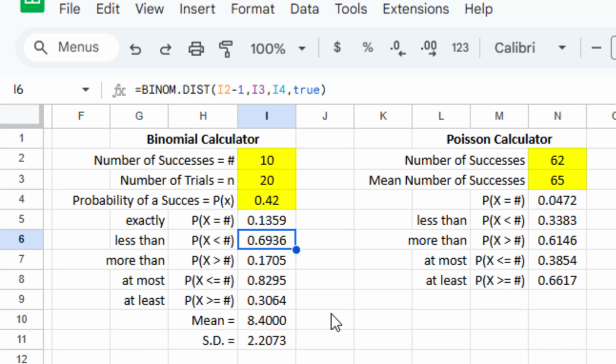Simple and easy. How about the next one? Now we need to be strictly less than this number.